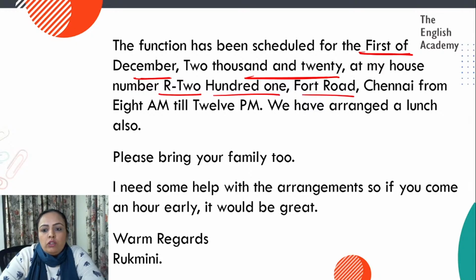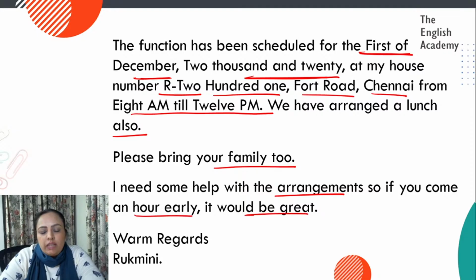R201 Fort Road, Chennai. From 8 a.m. till 12 p.m. This is the timing. We have arranged a lunch also. Please bring your family too. I need some help with the arrangements. So if you could come an hour early, it would be great.